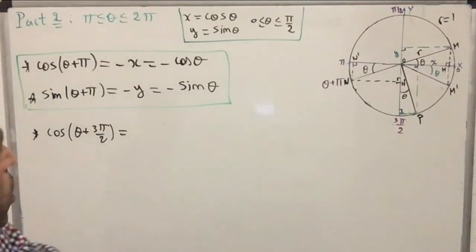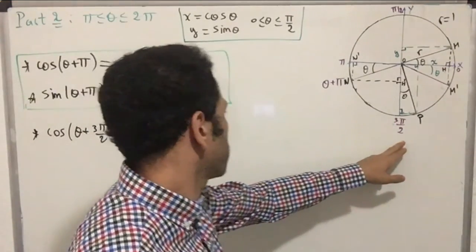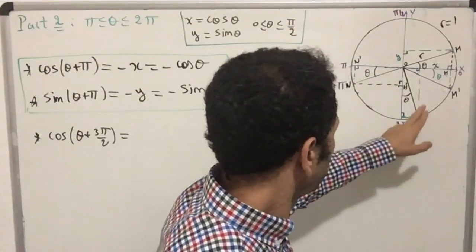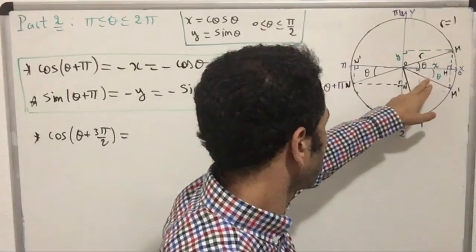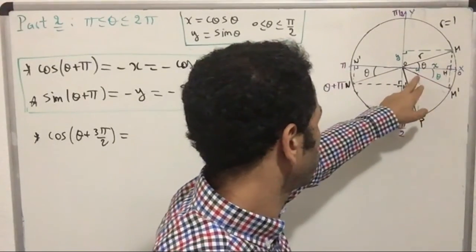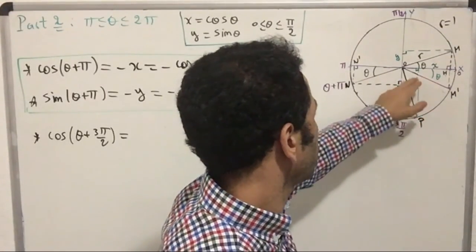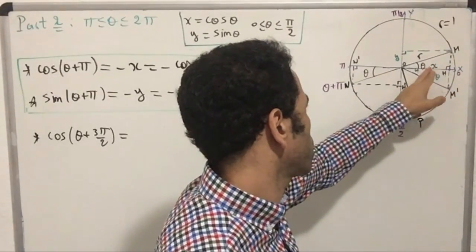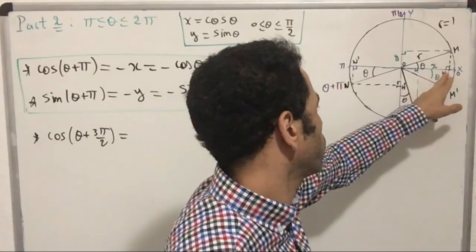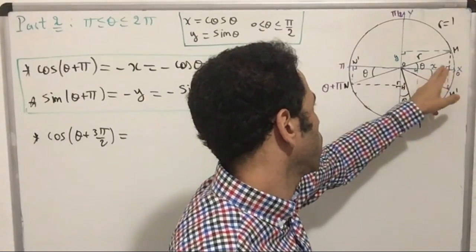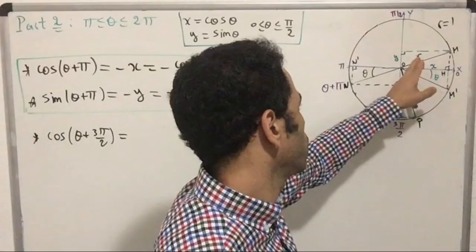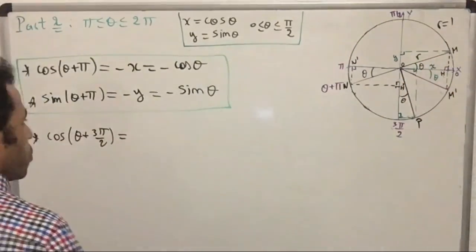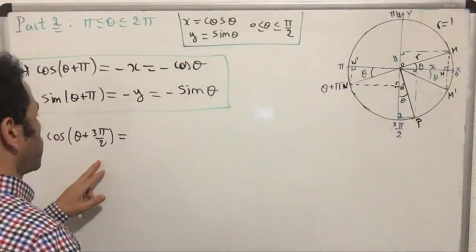Now let's move on to calculate cosine of theta plus 3 pi over 2. By doing the projection of the point P on the horizontal axis, I will have a right triangle. So I will have two congruent triangles because both of these triangles have the same theta and they are right triangles. Also, their hypotenuse is equal to the radius of the circle, which is r equal to 1.